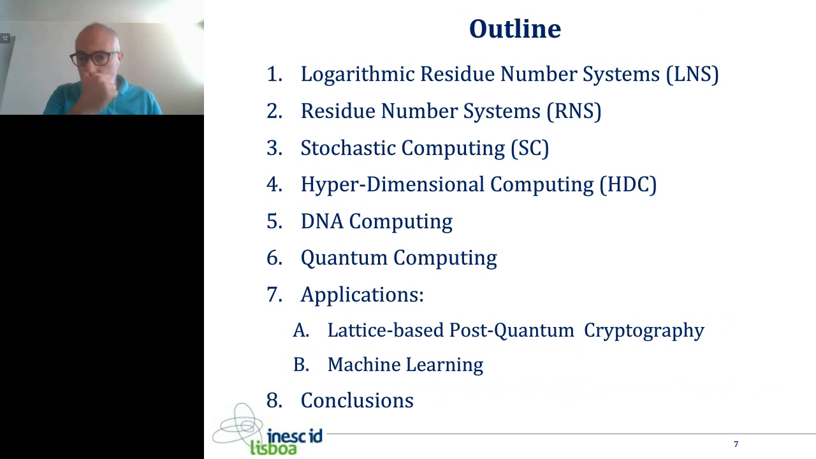So the outline of my presentation: the first four sections or chapters will be basically on this vertical line. I start by presenting briefly the logarithmic number system. The residue is a typo, so it should not be there. Then residue number system, stochastic computing, hyperdimensional computing, and then two different types of new computing paradigms, so analog computing and quantum computing. Then we look at real applications, and I will give you some experimental results for lattice-based post-quantum cryptography and also machine learning. I will talk a bit about convolutional neural networks, their implementation on these types of technologies or more traditional ones. And then I will finish by drawing some conclusions from my presentation.